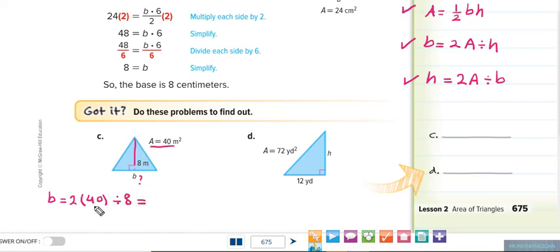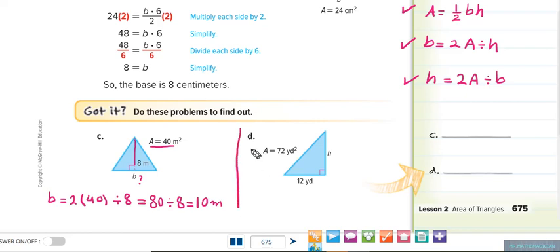So this will be 2 times 40 is 80. 80 divided by 8 simply will give you 10. 10 what? 10 meters as mentioned.